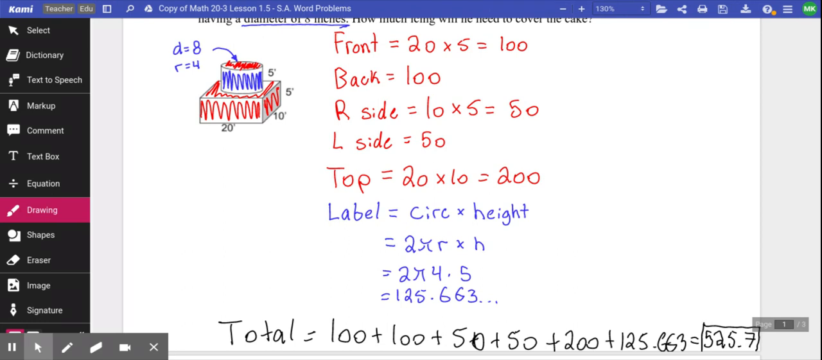Man, these word problems are hard. Yeah, and it's only like if you can figure out what you're needing to put your surface area on, that's the big trick usually, right?